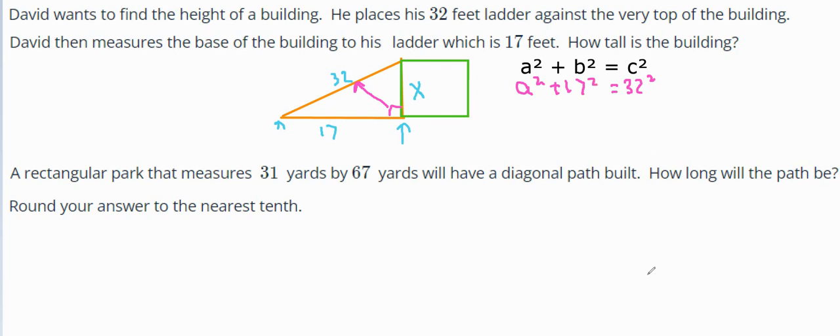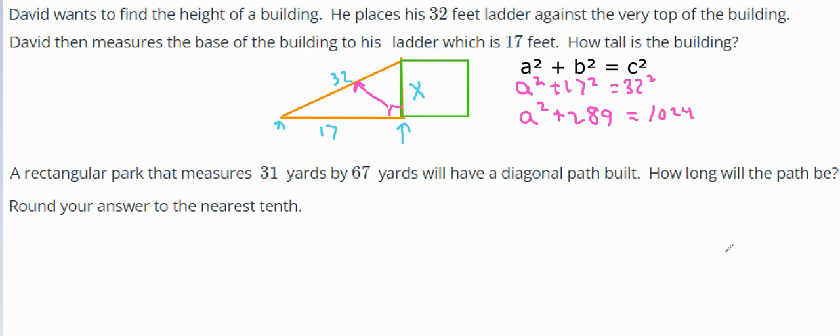Now, a lot of students will make the mistake of doing 32 minus 17, getting 15, and then squaring it. But order of operations says we have to do exponents first. So 17 times 17 is 289. And 32 times 32 is 1024.